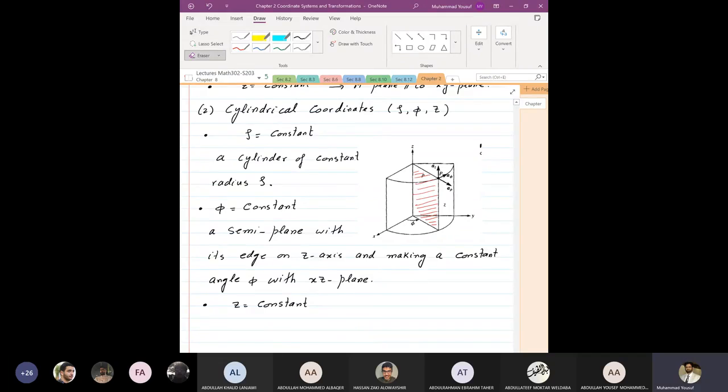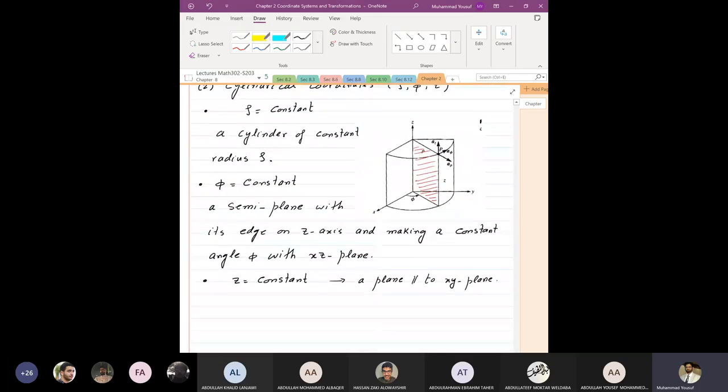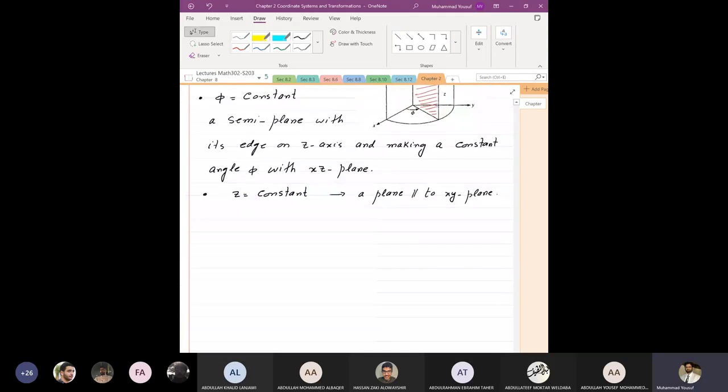So let me write in the same line. Z equal to constant is an XY plane, but not just the XY plane, that is when Z is 0. So it is a plane, same as in Cartesian. A plane parallel to the XY plane, because Z is the same in Cartesian. And what was Z in Cartesian? A plane parallel to the XY plane. And this is also a plane parallel to the XY plane. So this is number 2.